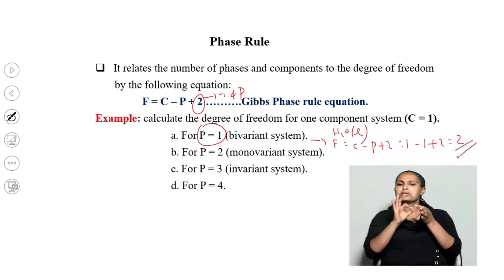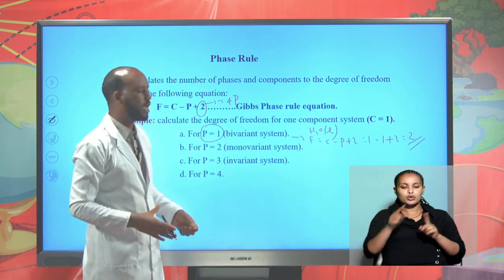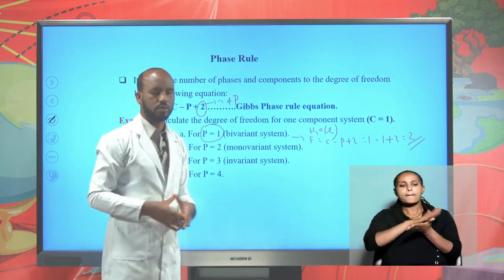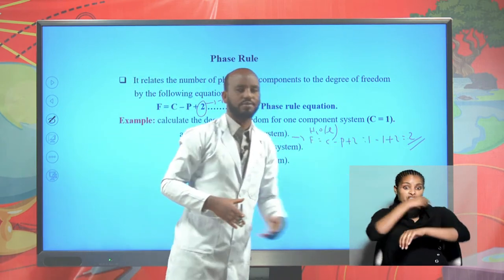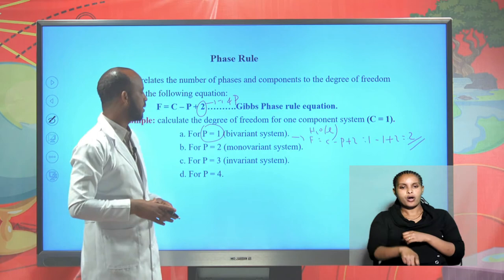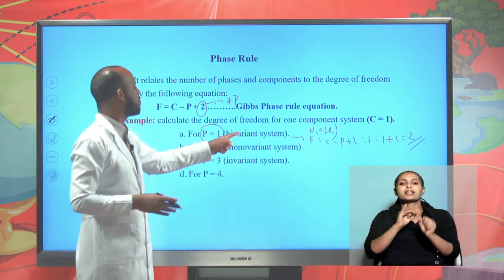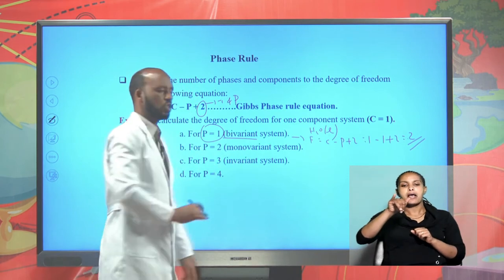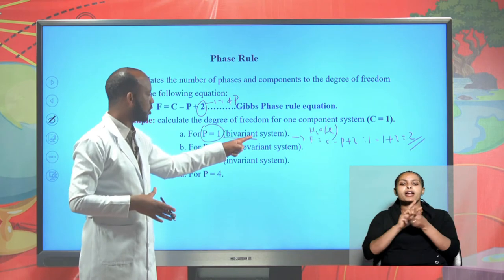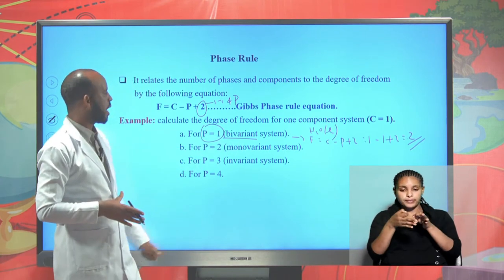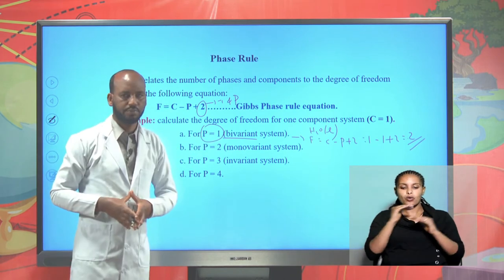What does this mean? Two variables are required to describe this pure substance. Degree of freedom F equals 2. Temperature and pressure are required to describe this pure substance. Now this system is bivariant. Bi means 2. Two variables are required to describe a one-component system with phase equal 1.